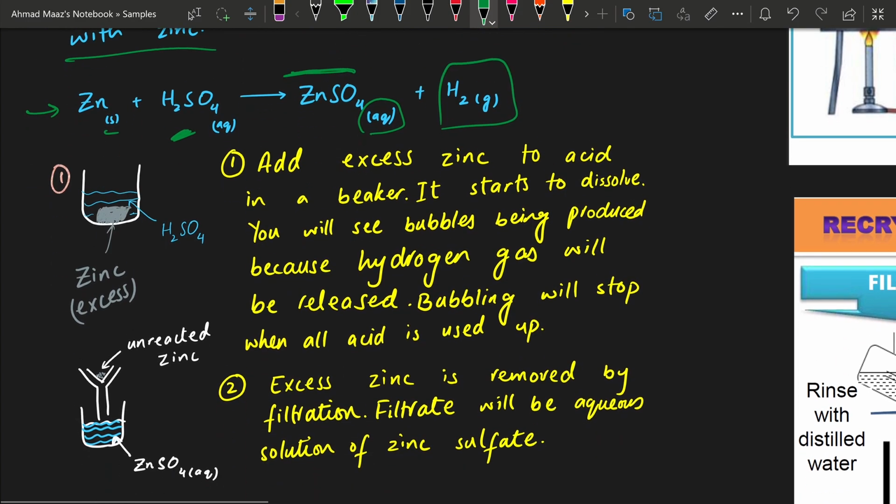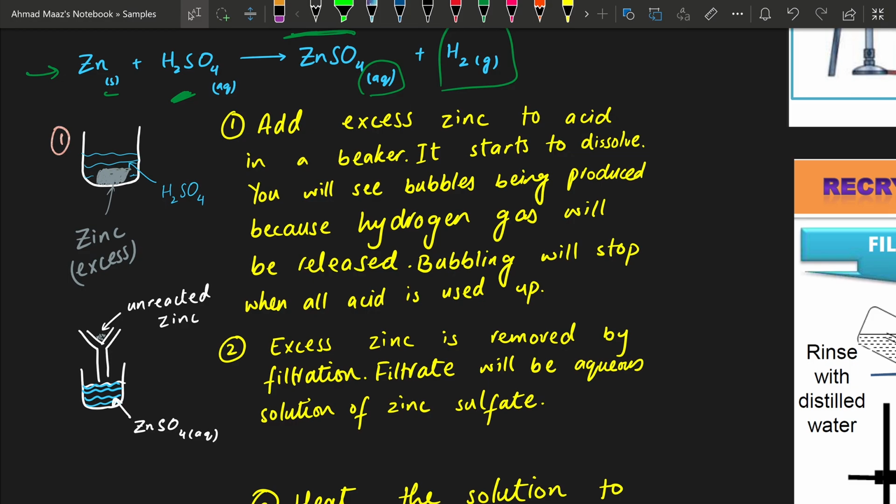So here are the steps on how to carry out this reaction. Add zinc and sulfuric acid, and remember, you must add excess zinc. Soon you will realize why excess zinc must be added. What if you add a little zinc? You will have some trouble, and you will realize it very soon. So you need to add excess zinc to the acid in a beaker.